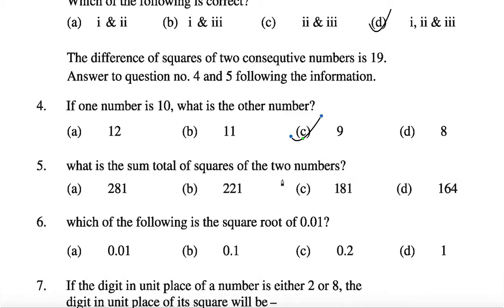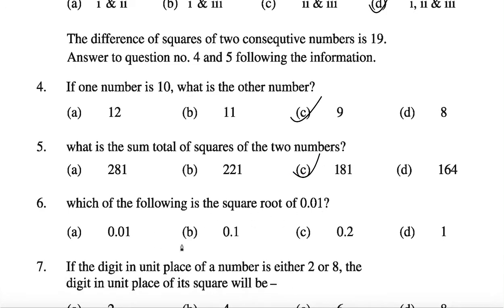What is the sum total of squares of two numbers? 9 and 10. 9 square is 81. 10 square is 100. So 181. Which of the following is the square root of 0.01? 0.1 is the square root of 0.01.